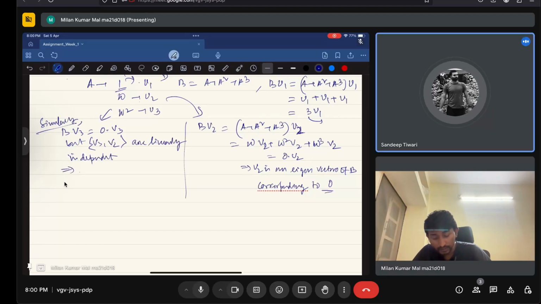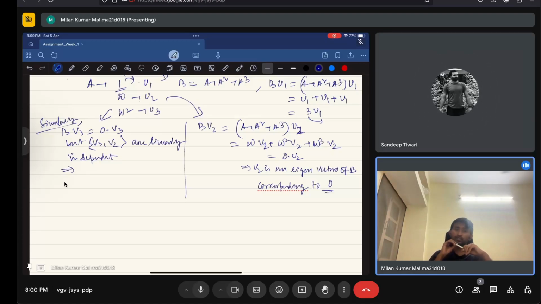Sir, I have a question. If A is diagonalizable, then can we say that B is also diagonalizable, if the relation is in some specific way, like B is equal to A plus something? Yes, that's true. That is always diagonalizable. If B is a polynomial in A, then you can say so, because the diagonal entries will be polynomials.